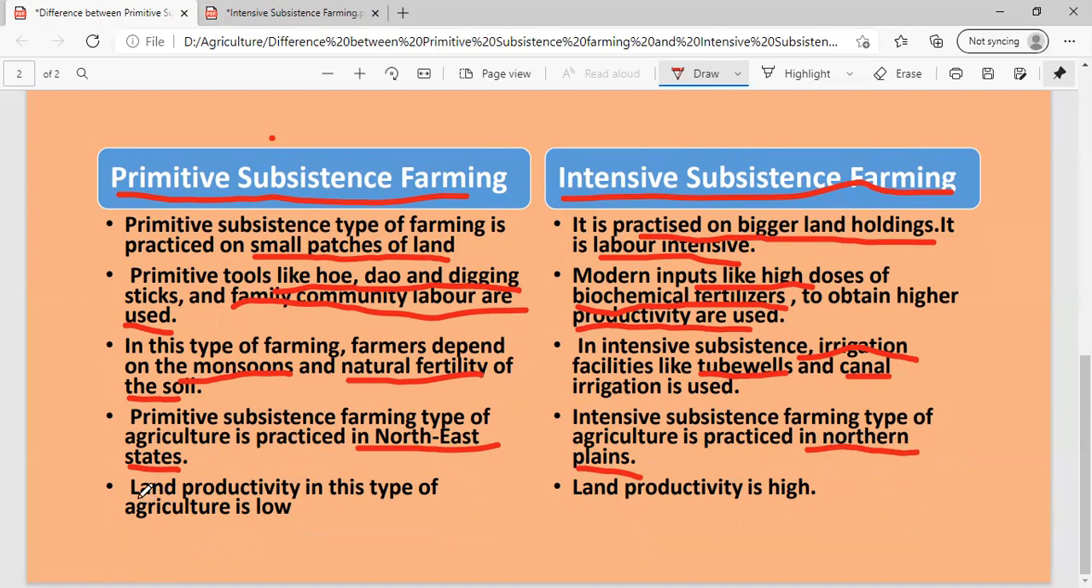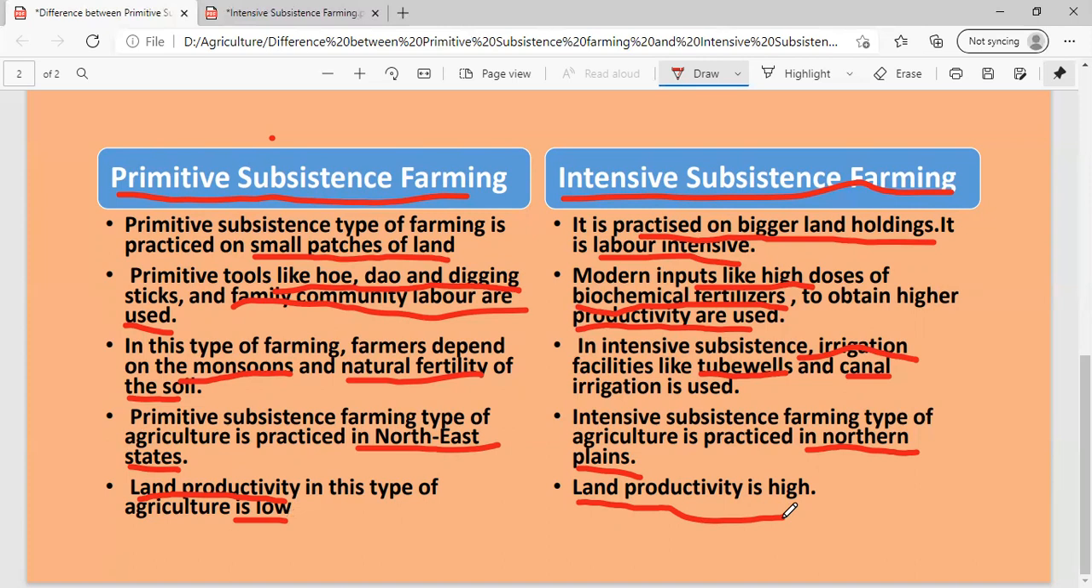And in primitive subsistence farming, the land productivity is low. The output which we are getting from a piece of land is low. You are getting only a small amount of output. But in intensive subsistence farming, because of the strong effort of laborers, the productivity from a piece of land is very, very high.